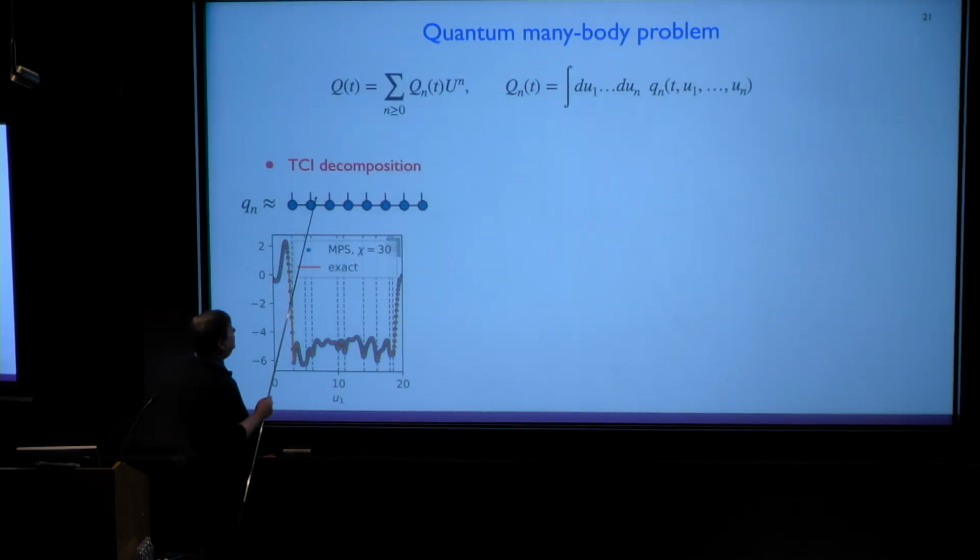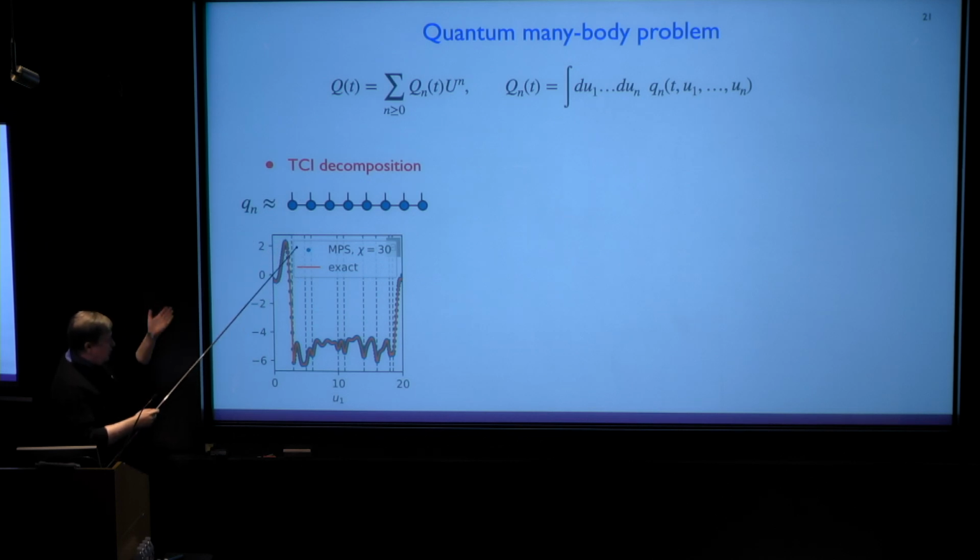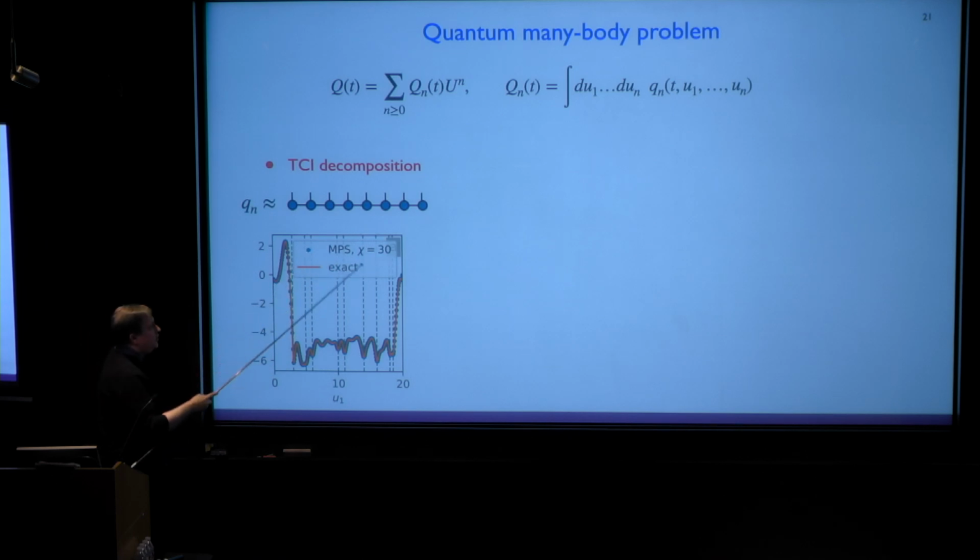Because the TCI is capable of decomposing this function along the line I mentioned before. You discretize, of course, the time on some grid, and you do the decomposition. Here is an example of a random slice of the function in n dimensions, where the exact function is the orange curve, and the blue dots are the MPS with only rank 30, which is very small for a tensor network. It doesn't cost much. As you can see, the function looks not very nice, but the fit is excellent.